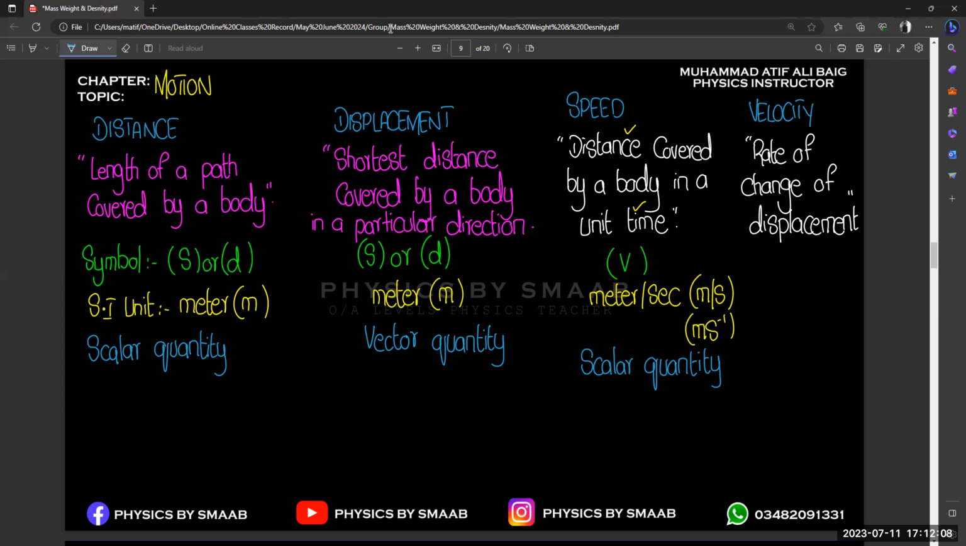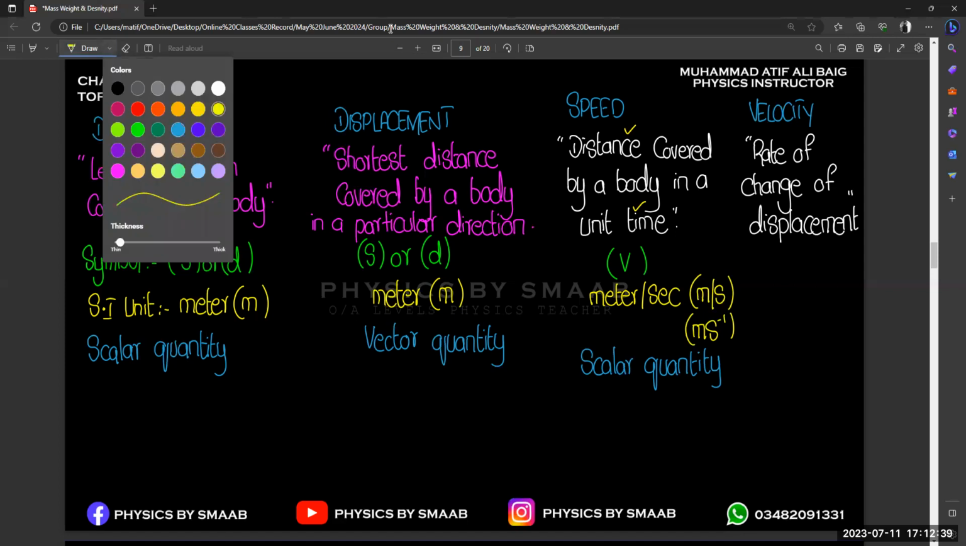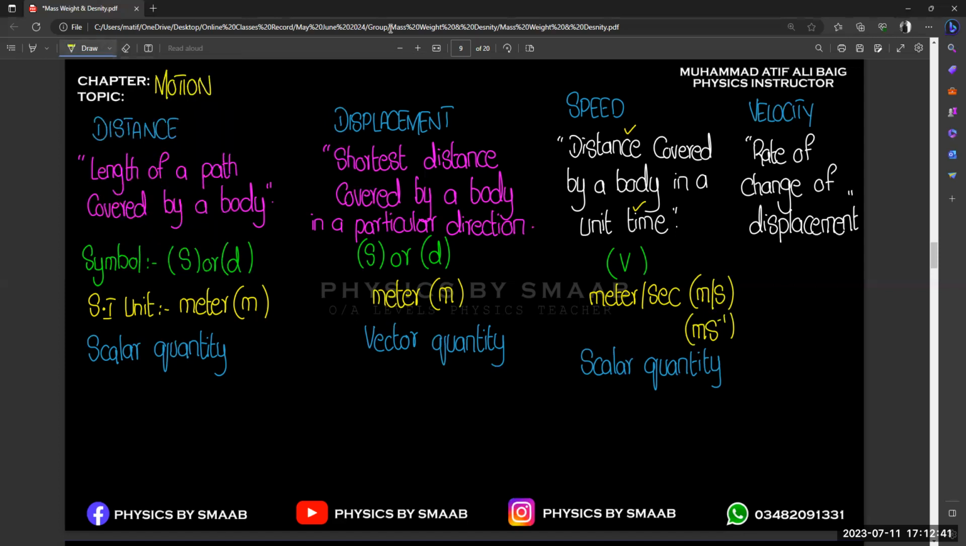So when we are using the word rate in chemistry also, that gives you the concept that you are going to divide that quantity with respect to time. So whenever we want to divide any quantity with respect to time, we may use the word rate, right? That is a very short form, rather than writing distance covered by a body in a unit time or in 1 second. So you just simply write rate of change of displacement. Okay. And again, if we talk about the symbol and SI unit, the symbol remains the same, the SI unit remains the same.